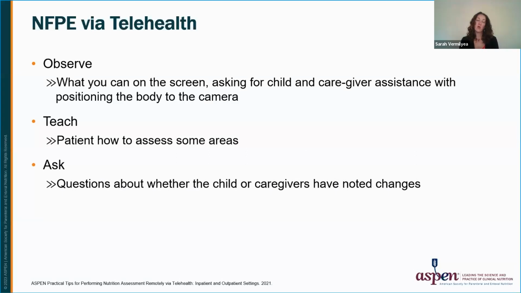Ask questions about whether the child or the caregiver has noted any changes. Has there been more hair coming out in the hairbrush? Are you having to loop that hairband more times around a ponytail? Are clothes fitting differently? Looking at pictures from a couple of months ago, is the face more drawn or kind of a different color to it? Those are some of the questions that you can ask.